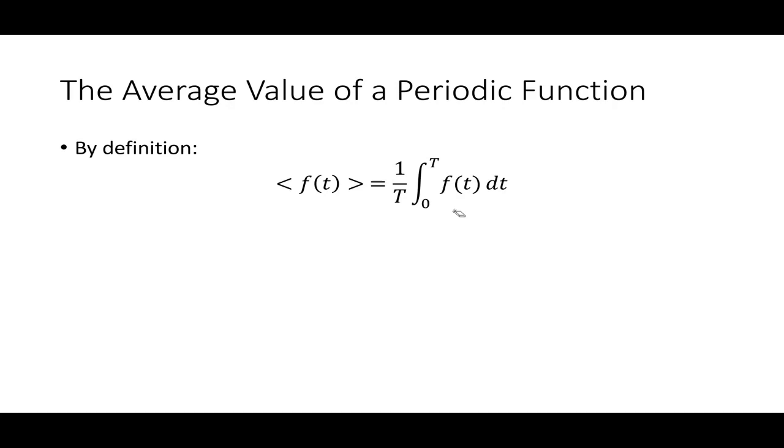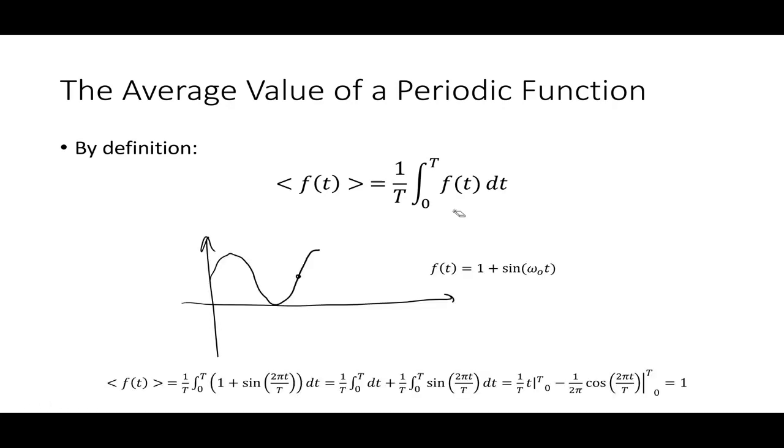If we look at an example of this, let's say we had f of t equals 1 plus sine omega naught t. Remember that omega naught equals 2 pi over T. If I plug that into the average function, intuitively, hopefully you'll see that the average of this should be 1, because essentially what I've got is a sine function sitting on top of the number 1. But let's evaluate.